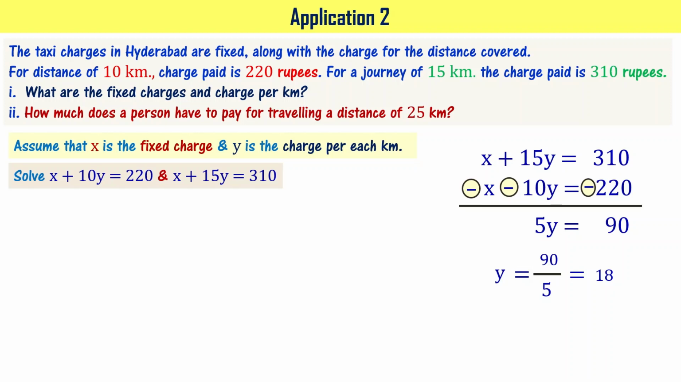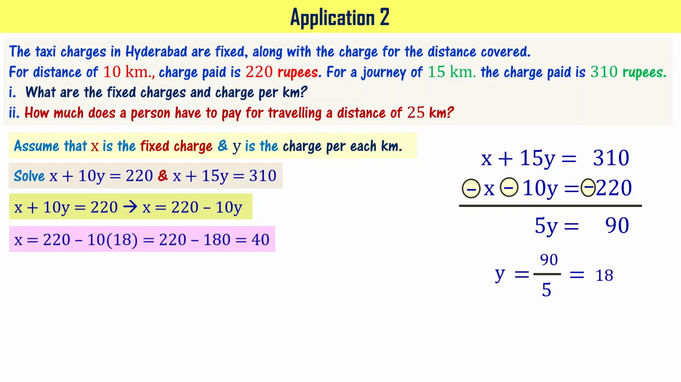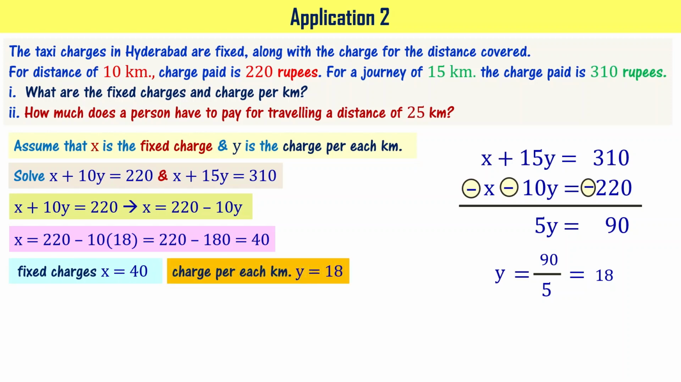Now let's substitute y equal to 18 into one of the equations, that is x plus 10y equal to 220. That can be rearranged and written as x equal to 220 minus 10y, right? Let's substitute y equal to 18 into this equation such that you get x equal to 40. Now we can say that the fixed charge is 40 rupees and the charge per each kilometer is 18 rupees, right? So we are done with the first part of the problem.